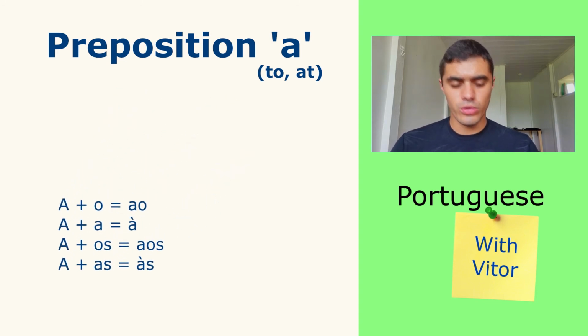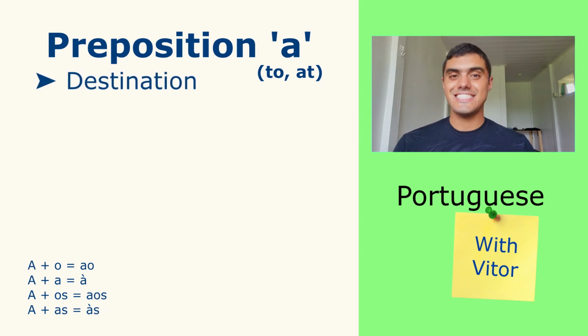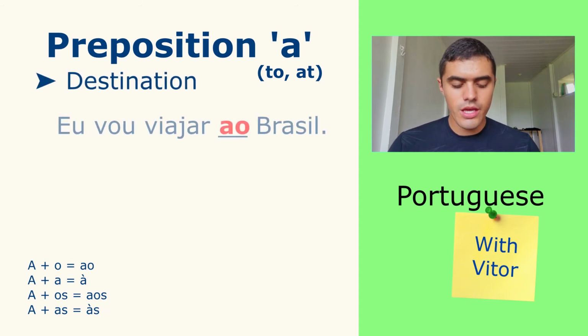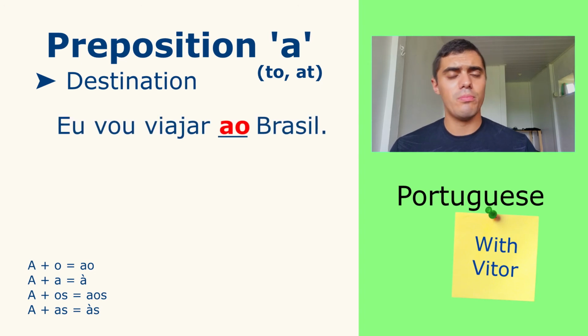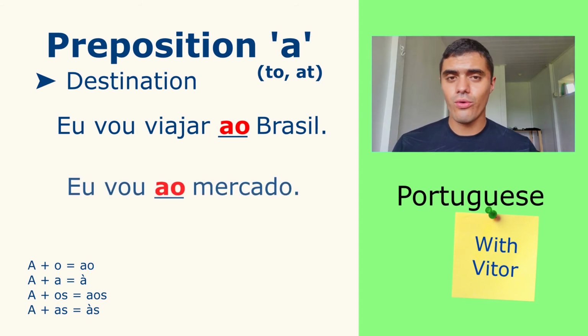So let's see how it works when we talk about destination. So it means to. Eu vou viajar ao Brasil. I will travel to Brazil. Eu vou ao mercado. I'm going to the market.